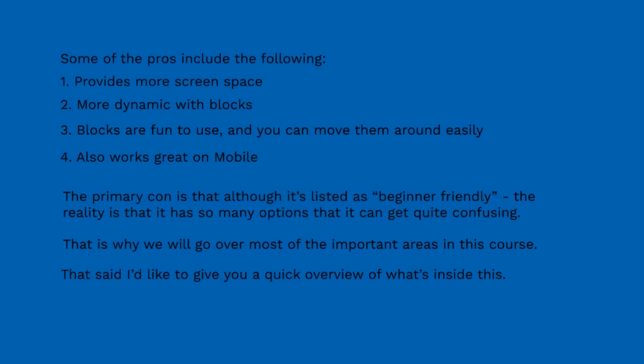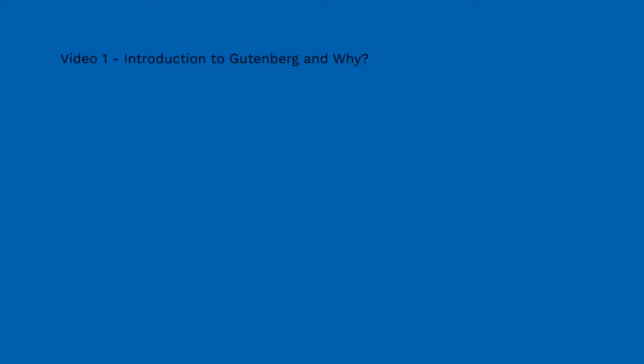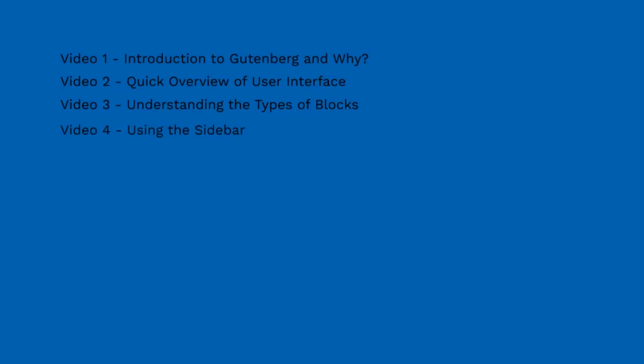so you know exactly what to expect. This is video number 1, obviously. Video number 2, we're going to give you a quick overview of the user interface. Video number 3, we're going to talk about the different types of blocks so that you're aware of the many blocks that are available to you. Video number 4, we'll talk about using the sidebar, which is on the right-hand side, that pertains to each block. Number 5, we'll talk about common blocks that are available to you. And of course, video number 6, we'll talk about formatting blocks.